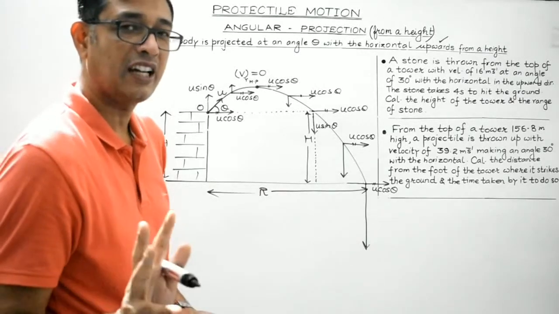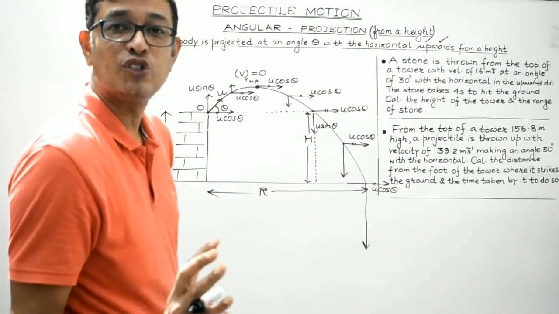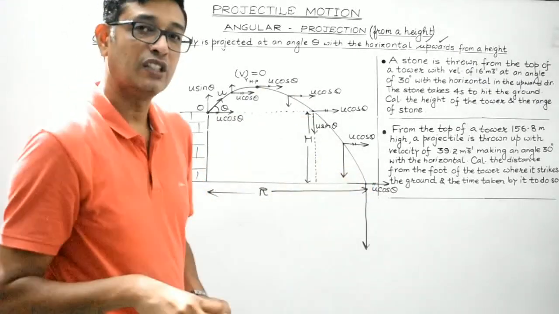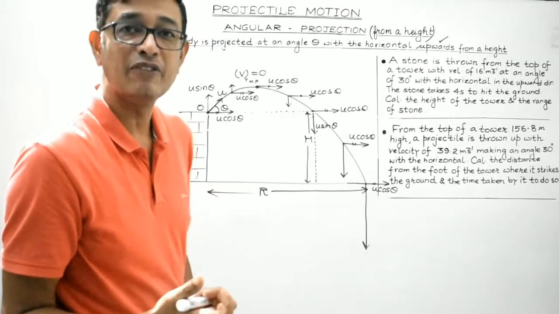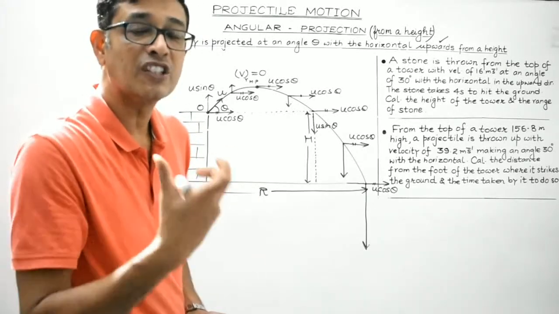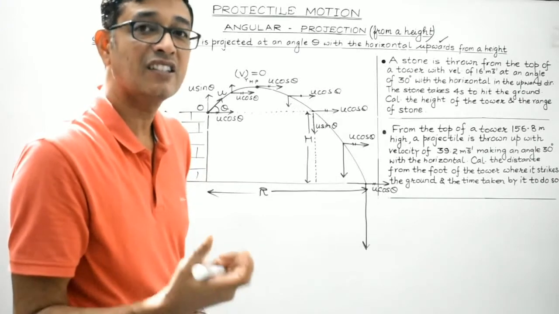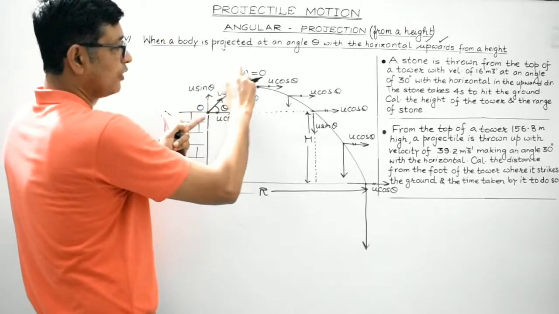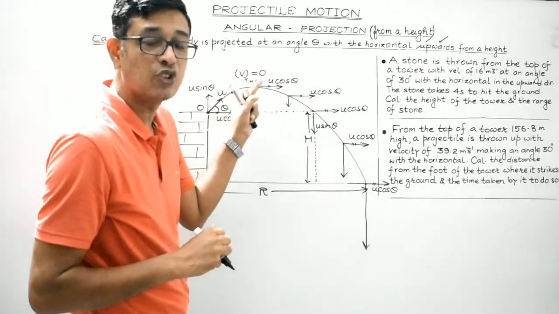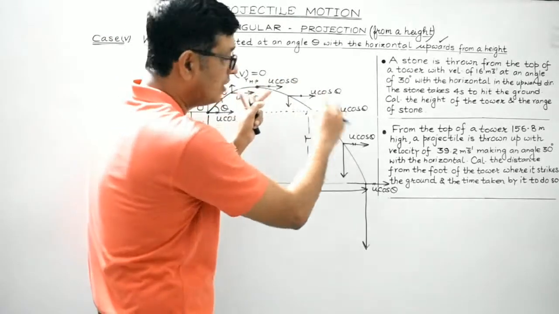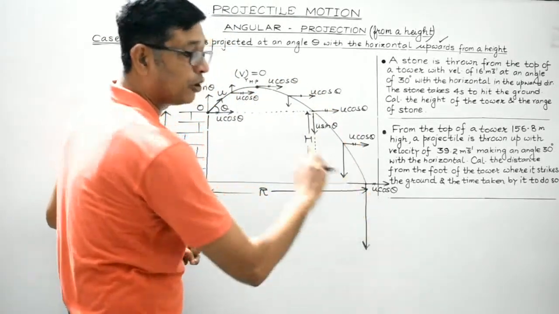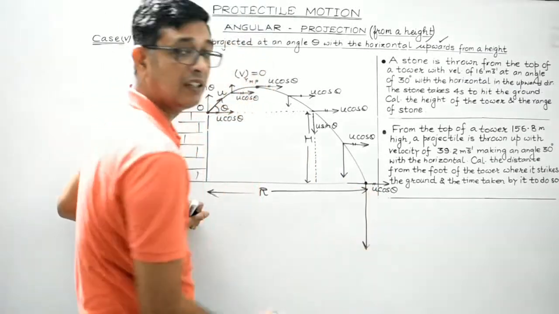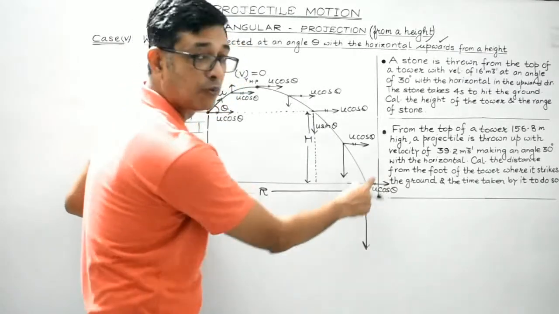So the point to be noted is that the horizontal component of velocity remains constant throughout, while the vertical component of velocity, under the influence of gravity, will increase or decrease at a constant rate, and that constant rate is small g, the acceleration due to gravity. When moving upwards, its vertical component of velocity decreases, and at the highest point it eventually becomes 0. On coming downward, the magnitude of the vertical component of velocity keeps on increasing, and at any instant the resultant velocity would be given by the diagonal of the parallelogram formed by Vx and Vy.